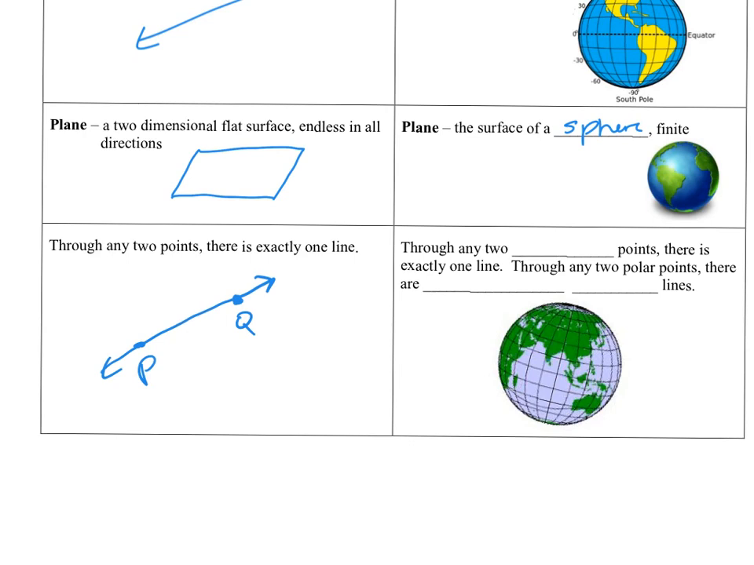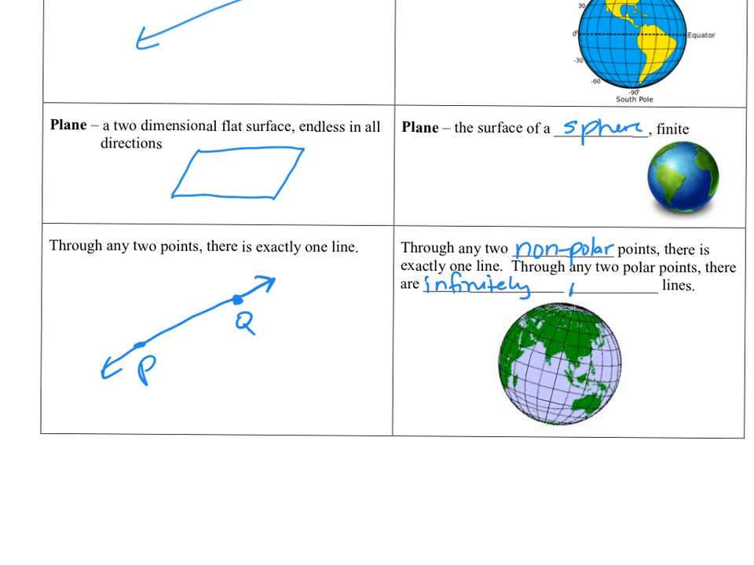In spherical geometry, on the other hand, through any 2 nonpolar points, so those would be 2 points like Chicago and Tokyo that we looked at earlier. Those points do not exist on poles. If you have two nonpolar points, there's exactly one line. But if we have any polar points, spherical geometry tells us that through any two polar points there are infinitely many lines.